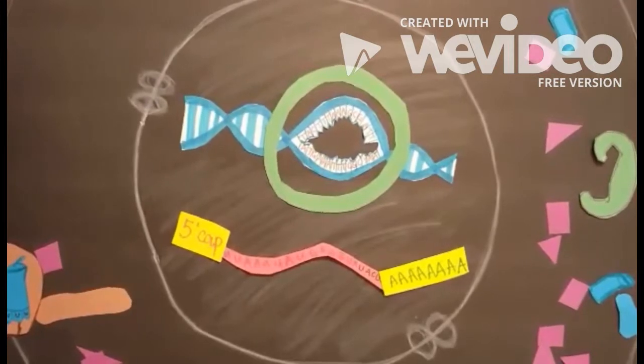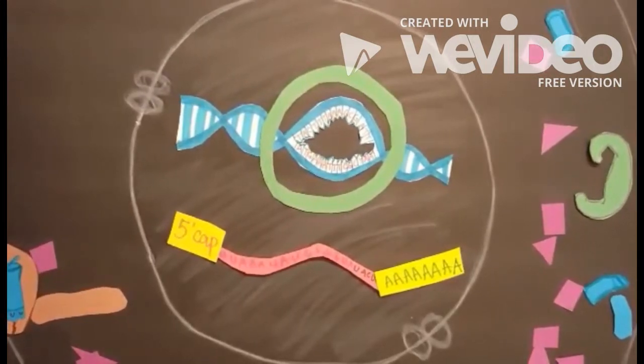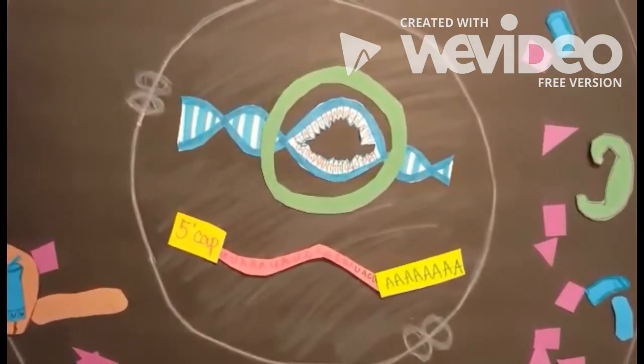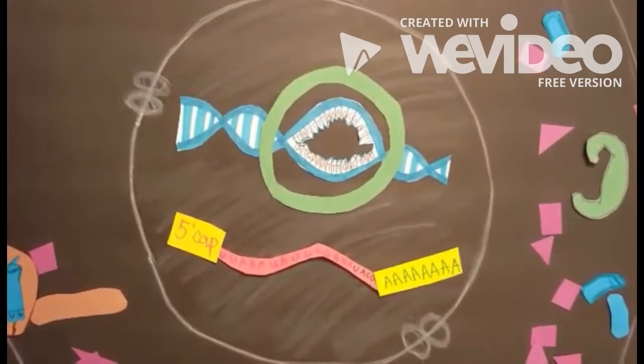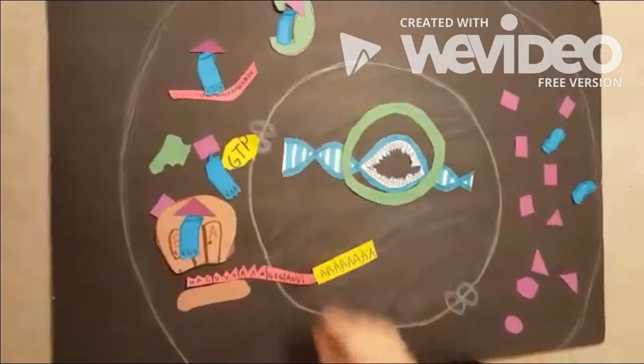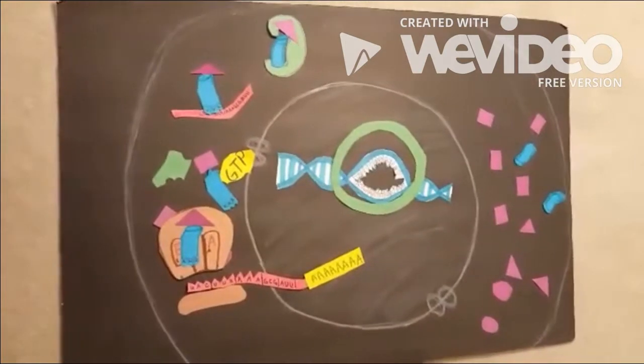If there are introns, they are removed by spliceosomes, and thus the exons are what leaves the nucleus. Now it's time for translation to begin.